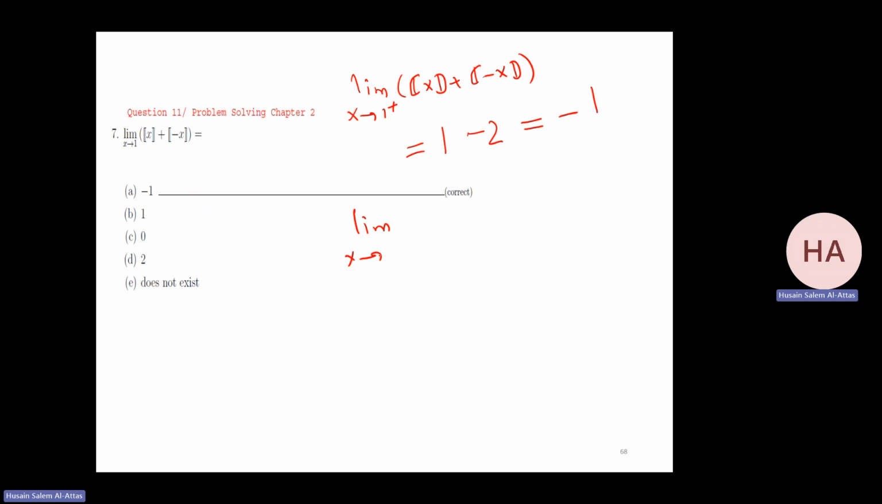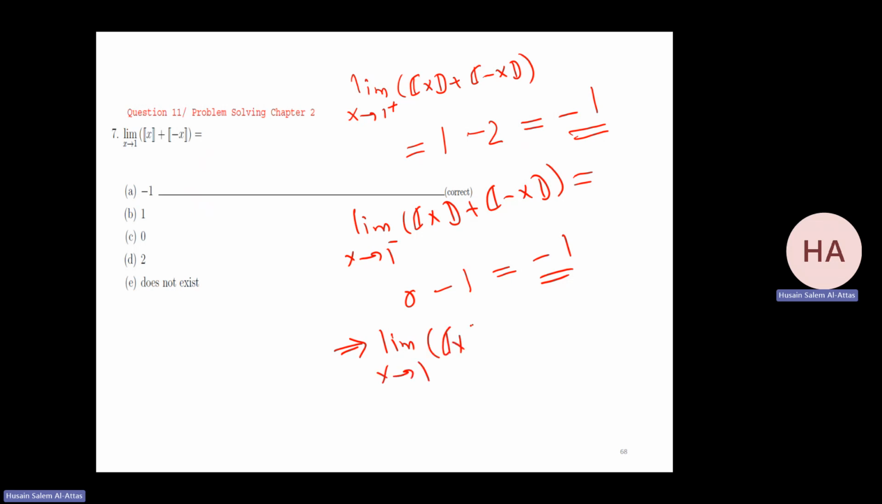Now let us do it from left for the same expression. 1 from left, I will take what? 0.999. Plug it. That will be 0. Minus 0.999, which is minus 1. So the answer is minus 1. Both are the same. So that means the limit as x goes to 1 of this is equal to minus 1. Notice this does not exist as is, and this does not exist. As we said before, the addition of two things does not exist. It doesn't mean the sum does not exist.